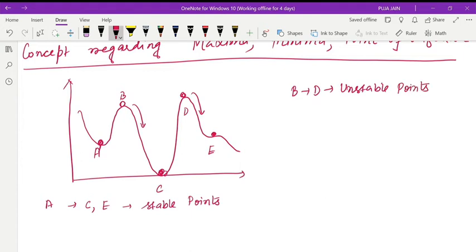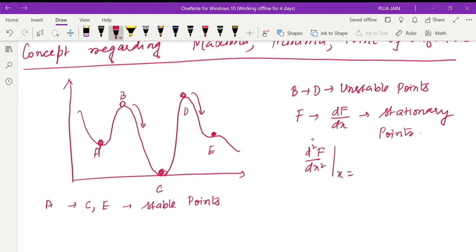Okay, now you see, if any function, suppose f is given, we do what? The first derivative to find the stationary points. Then after finding those stationary points, we find d2f/dx2, and we substitute that stationary point in this, and we get values which can be positive, negative, or equal to 0. Correct. Now you see the first derivative.